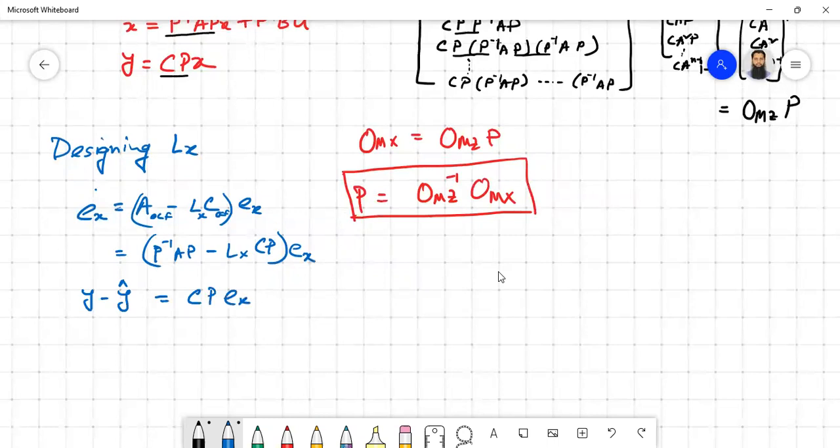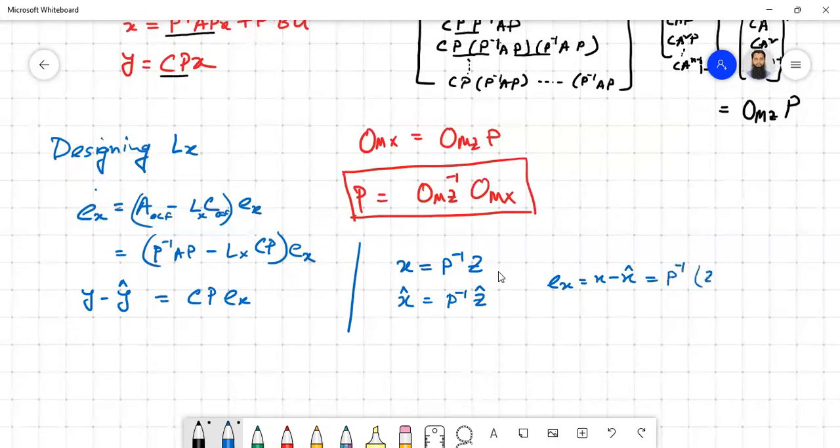Since we can write that X equals P inverse Z, similarly we can also write that X hat is related with the same matrix, P inverse Z hat. So our error eX, which is X minus X hat, should be equal to P inverse times Z minus Z hat. So basically it is P inverse times the error of Z.